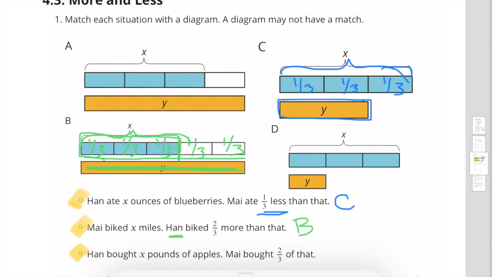Okay, it says Han bought X pounds of apples and May bought 2/3 of that. Okay, so that would also be C. Because if he bought X pounds of apples and May bought 2/3 of that amount, well, we have already determined here we had 1/3 less, which means we have 2/3. So C also works for that third situation.